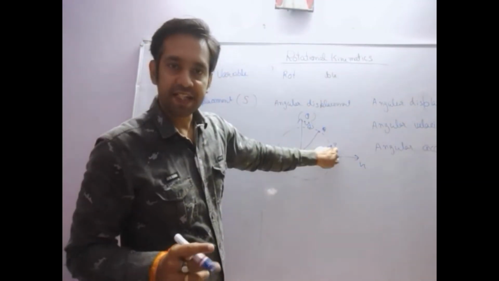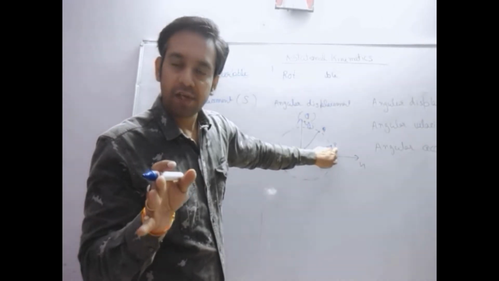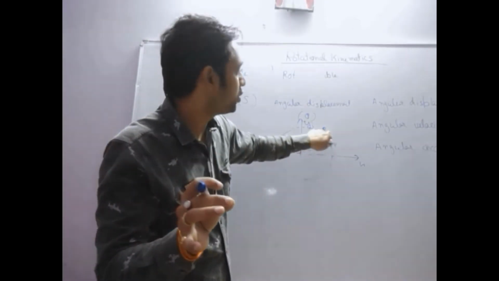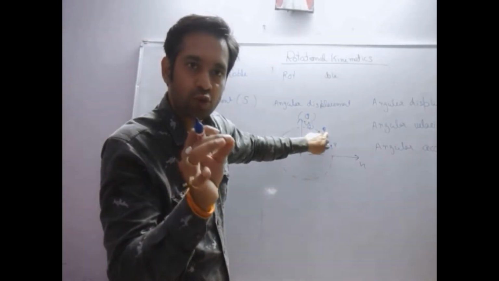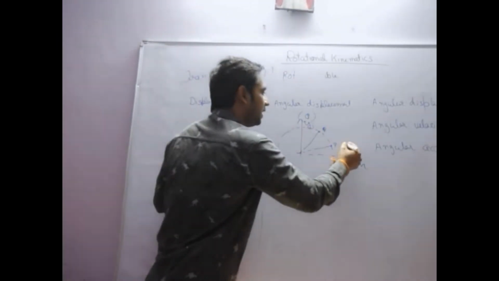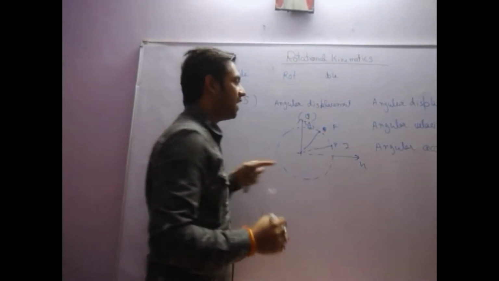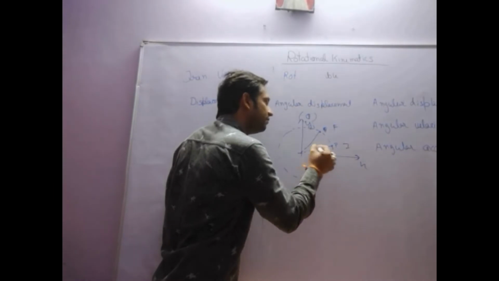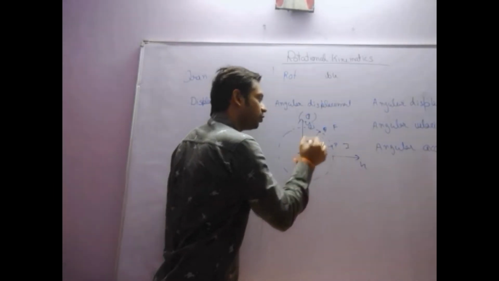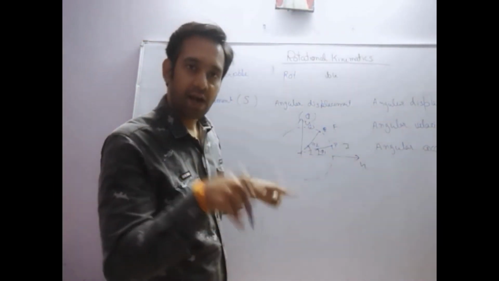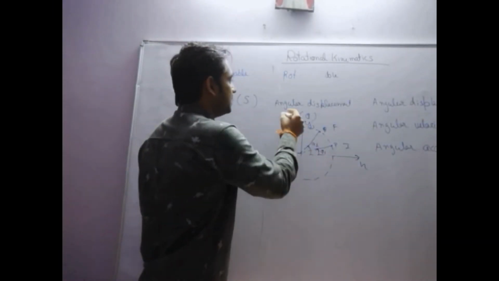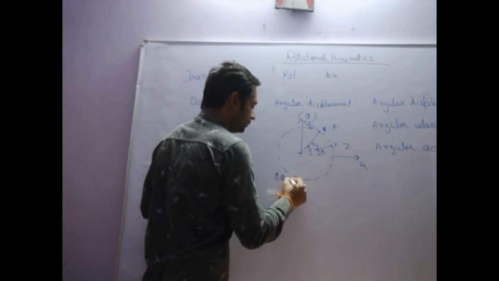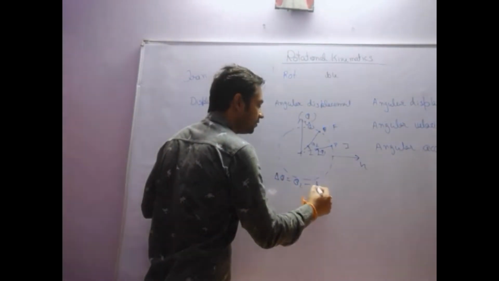If the object is at point P and it rotates, changing orientation to point Q, then our initial point is I and final position is F. If the initial position is theta 1 and the final position is theta 2, our angular displacement theta is theta 2 minus theta 1.